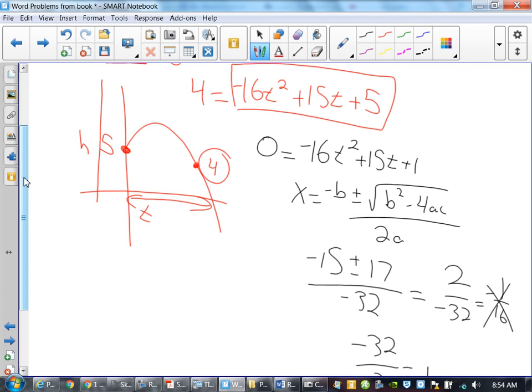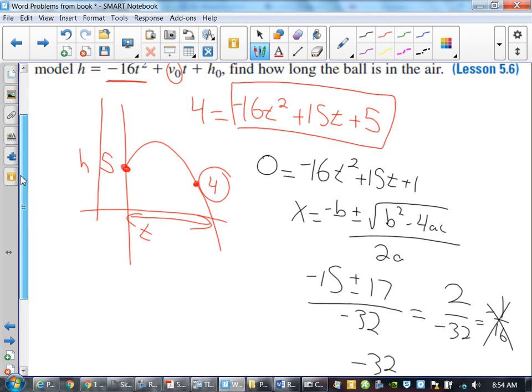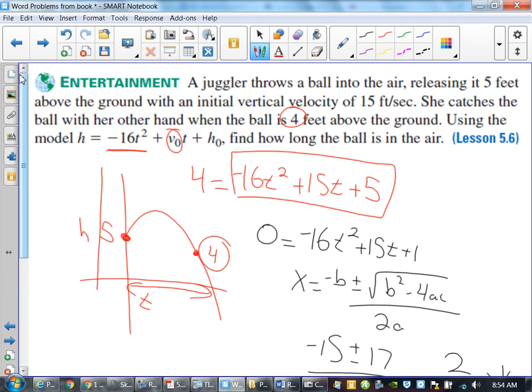Okay? Yes, ma'am. I guess the only thing that I would struggle with is knowing to set 4 equal to the height. And that's the thing. When you look at the problem, it asks, she catches the ball in the other hand, the ball is 4 feet above the ground. Using the model, height is given for how long the ball is in the air. So you're starting at 5, and you're trying to figure out how long it takes for the ball to get to 4. What Mr. Decker was bringing up earlier is knowing what this looks like graphically.